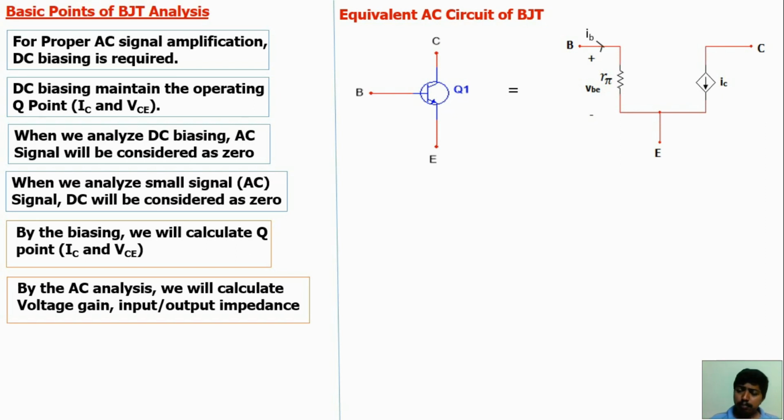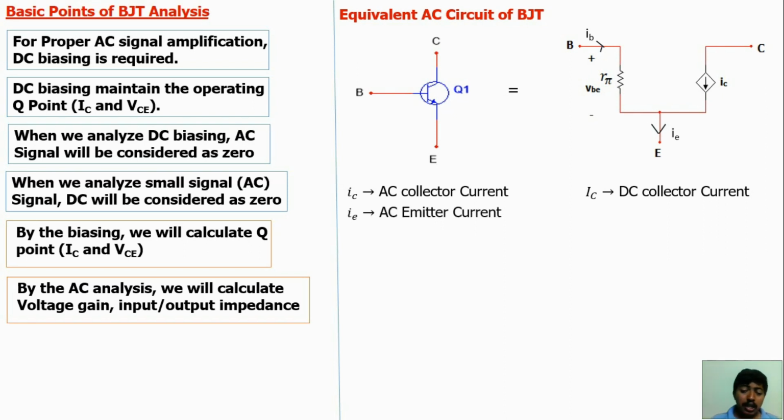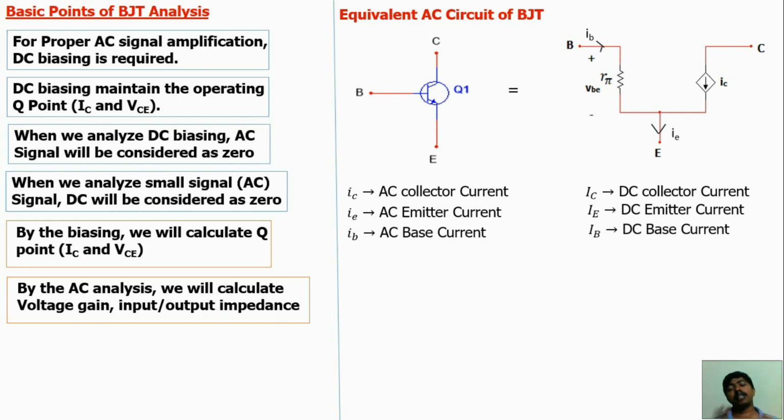Now, this is the base current, this is the emitter current. Here they are represented as small letters: ib, ie, ic. Small ic is the AC collector current, that means the small signal analysis collector current. Capital IC is the DC collector current. If you refer to the DC biasing concepts, all the parameters are represented in capital. Small ie means AC emitter current. Capital IE means DC emitter current. Small ib means AC base current. Capital IB means DC base current. This is not the same. Small ic is not equal to capital IC. Small ie is not equal to capital IE.